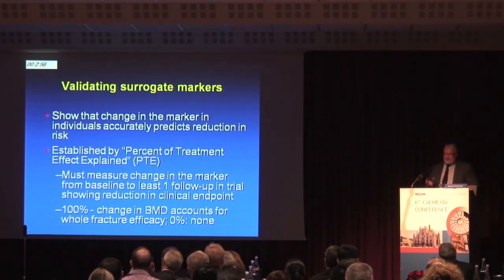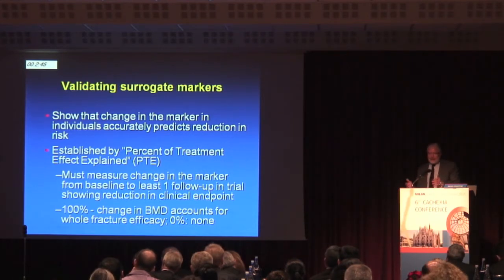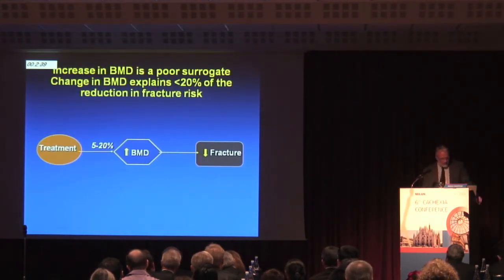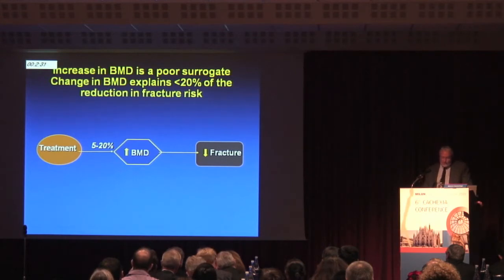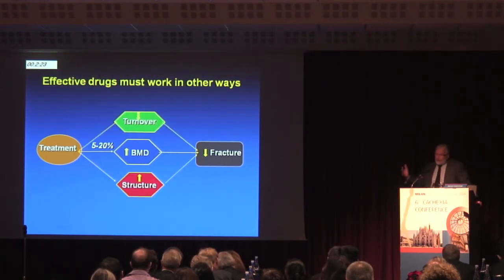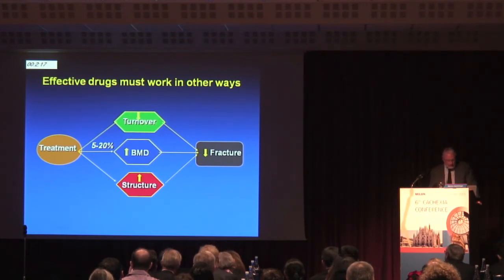But in order to do this in studies, you must measure something at baseline. You must put serum away. You must make the measurements or the images at baseline, and at least one follow-up time point in every individual in the trial. Unfortunately, bone density is a poor surrogate marker. Its percent of treatment explained is somewhere between 5 and 20%. In other words, the pathway between treatment and improvement in bone density only accounts for 5 to 20% of the effect on anti-fracture. And that means that there must be other pathways that account for much of the rest of that percent, bone turnover, improvements in structure.